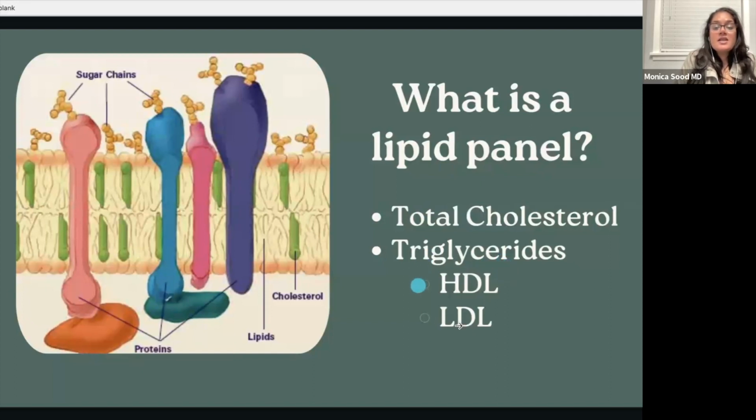Now, you're going to see HDL and LDL as well, but these are proteins that are attached to cholesterol and triglycerides. HDL stands for high density lipoprotein, and LDL stands for low density lipoprotein. So the lipid panel is measuring your risk of developing heart disease. We're really measuring just cholesterol and triglycerides.